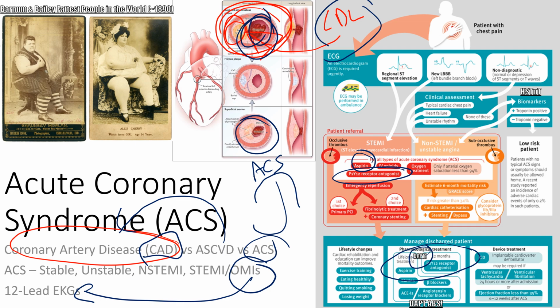Because 12 lead is a rabbit hole you can really go down. You can talk about left bundle branch, right bundle branch, left fascicular block, anterior fascicular blocks. You can talk about all axis deviation, all these other things in 12 leads. But we're focusing more on the coronary artery disease perspective.